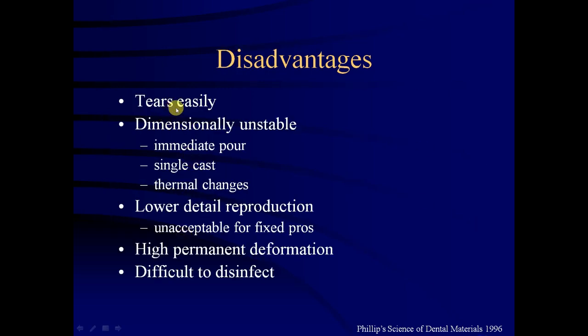Disadvantages: it tears easily, is dimensionally unstable, you have to pour it immediately, it can be used one time for a single cast, it can lead to thermal changes, has low detail reproduction, and is unacceptable for fixed prosthesis. It has high permanent deformation, and it is difficult to disinfect.